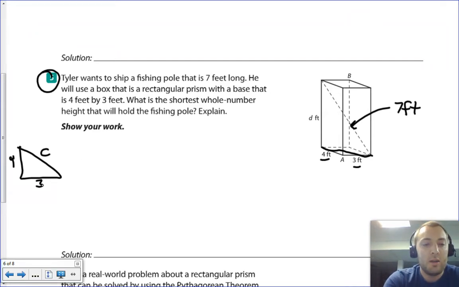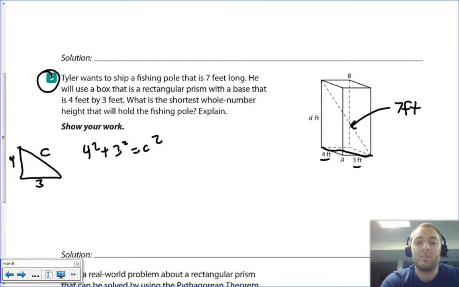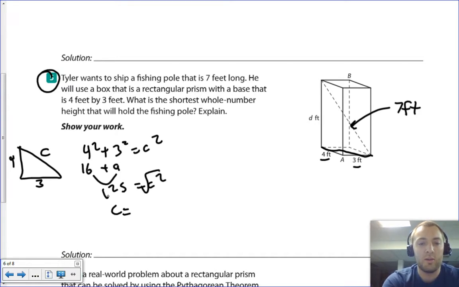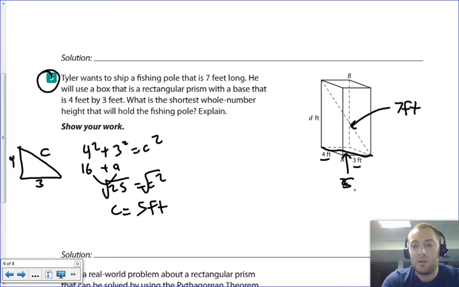So let's do that. 4 squared plus 3 squared equals C squared. You might remember this is a Pythagorean triple, a very common one. If you know what C is, you can write it down with the reason that it's a Pythagorean triple. Or you can do 16 plus 9, add them together, you get 25, and the square root of 25 is 5. So C is 5 feet, so this line right here is 5 feet.